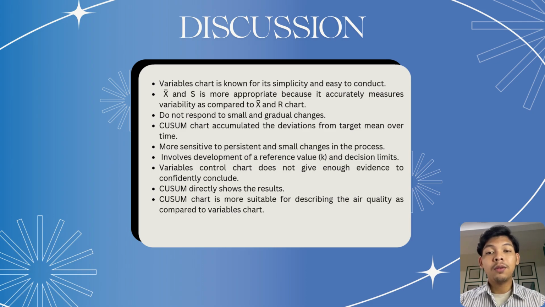As we can see from the previous results, the variable chart does not give enough evidence to confidently conclude whether the process is out of control or in control. We might need another sample to test before we come up with the conclusion. Meanwhile, the Q-sum directly shows the result whether it is in control or out of control. Therefore, the Q-sum chart is more suitable for describing the air quality as compared to the variable chart.